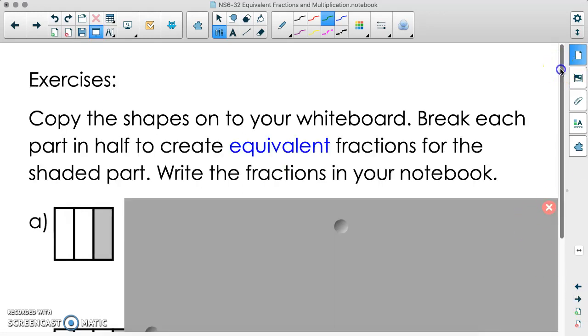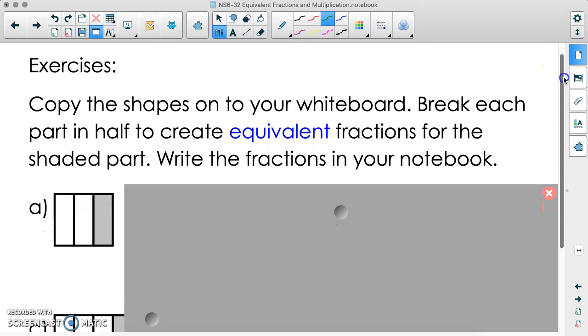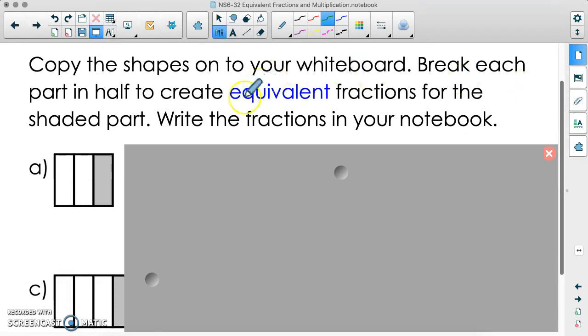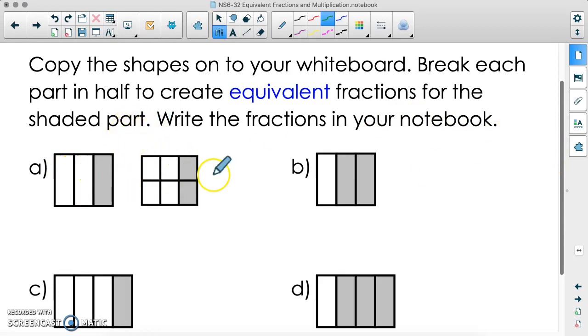So you're going to copy these shapes onto your whiteboard. You're going to break each part in half to create equivalent fractions for the shaded part. You're going to write the fractions on your whiteboard, not in your notebook. So we're going to first do A together. So we're starting with this shape. We're starting with 1/3 shaded. I'm going to copy it out onto my whiteboard like this, and I'm going to cut it into half. So I've started with 1/3, and then when I cut it into halves, I now have 2/6.